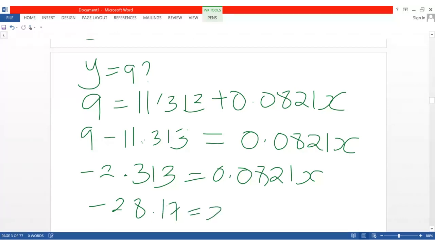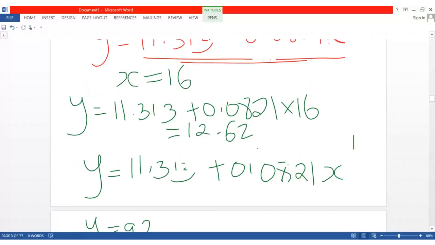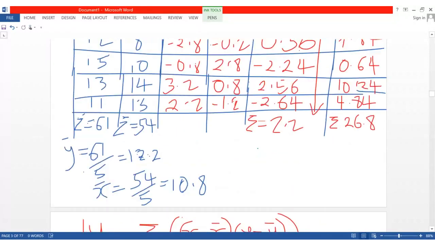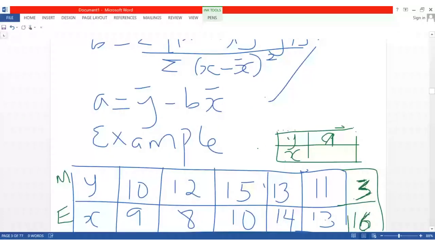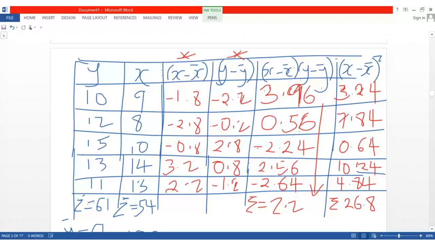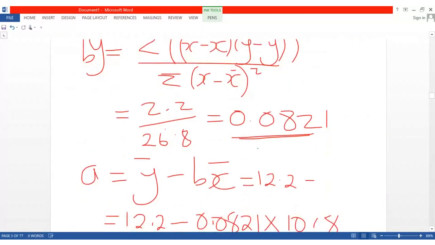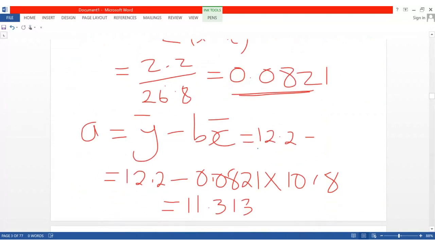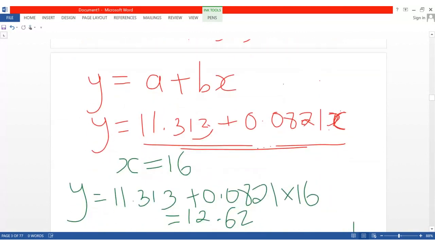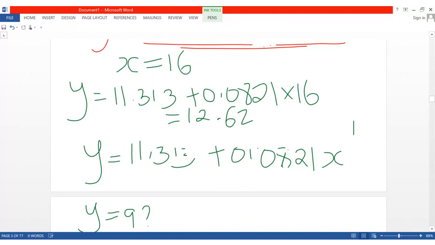I don't know if I've made a mistake. Oh, let me see. It's still okay. When y is equal to 9, I'm getting a negative 28 point something, which is not making sense. That value should not be like that. Maybe somewhere we have done a small mistake. We'll confirm later, but that value should not be negative.